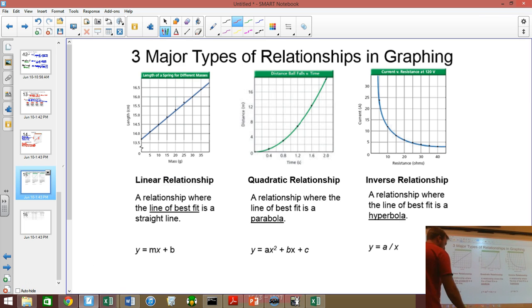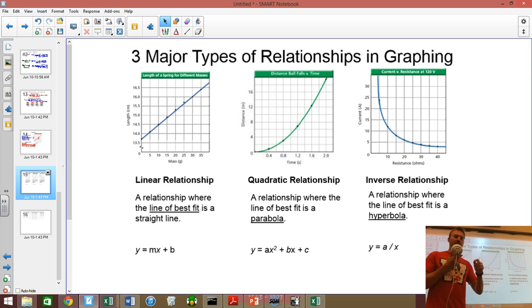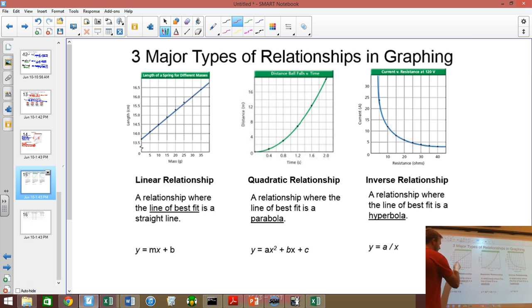Now, there are 3 different types of relationships we're going to be dealing with in this unit, this year. The first is a linear relationship. A linear relationship is just like it sounds. In algebra class, if you go up a certain amount, it then increases that same amount. So here, every 5 it looks like it goes up 5 centimeters. They ascribe to the equation y = mx + b, and you know that m is the slope and b is the y-intercept.